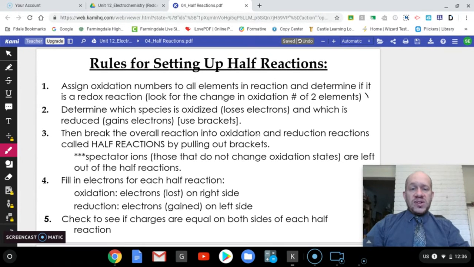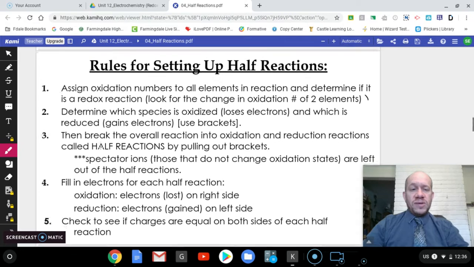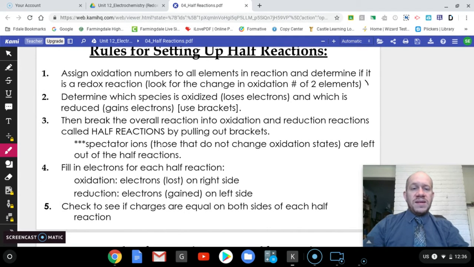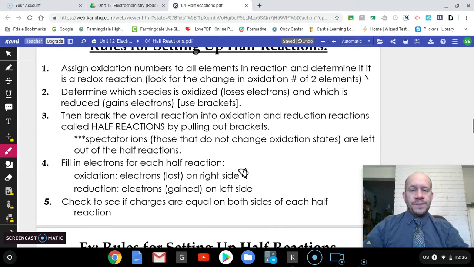Then break the overall reaction into oxidation and reduction reactions, called the half reactions, by pulling out the brackets. I kind of imagine we're pulling those brackets apart, and we're going to pull out each of those 2 pieces. The spectator ions, those that do not change oxidation state, are left out of the half reactions. Next, fill in the electrons for each half reaction. The oxidation electrons lost will be on the right side, and for the reduction where the electrons are gained will be on the left side. Finally, check to see if the charges are equal on both sides of each half reaction.